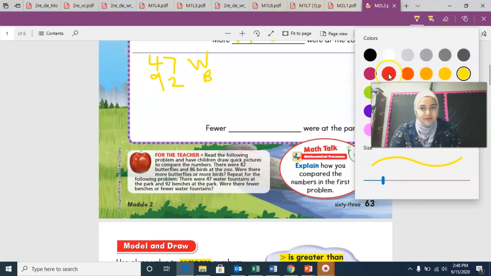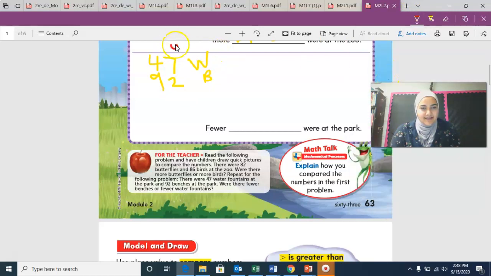So then we're going to draw our ones and tens table. And then we're going to split it right there. And then we're going to look at the tens place first. It asks which ones are fewer or larger. Let's go back and read that. It says 47 water fountains, 92 benches. Were there fewer benches or fewer water fountains? So we're looking for the smaller number. Which one is fewer? So we look at tens place first.